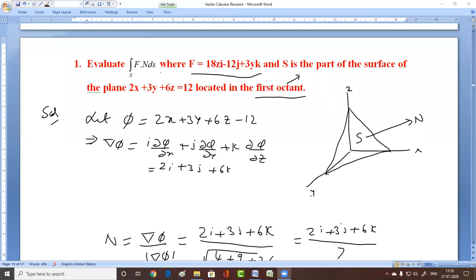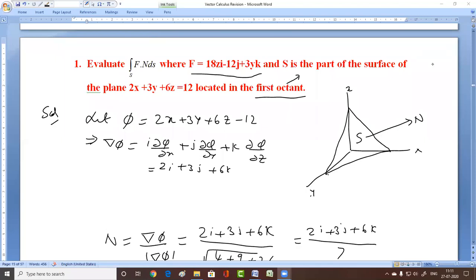Evaluate integral f dot n ds. F is given, the plane is also given in the first octant. The first octant is nothing but the region between the xy plane. Xy plane means this. Imagine the corner of a room floor. The yz plane is one side wall. The xz plane is the other side wall. So the first octant is the region between the floor and the other two walls, which is the total room. So it is the region between the xy plane, yz plane and zx plane.